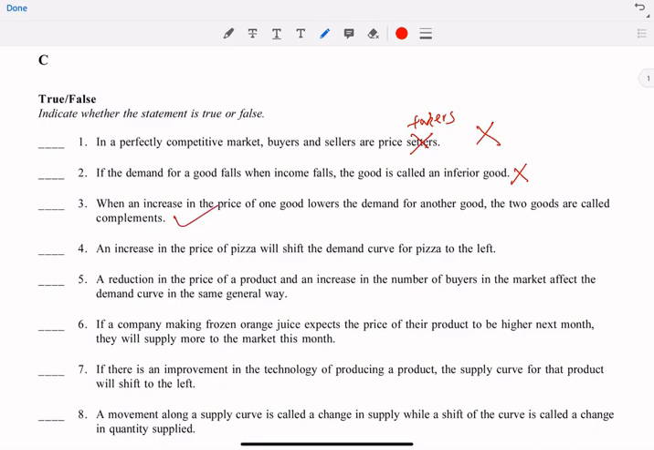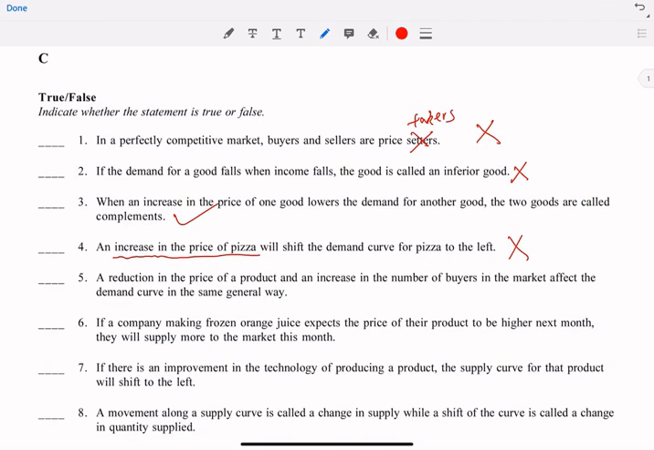Okay, let's see the fourth problem. An increase in the price of pizza will shift the demand curve for pizza to the left. This is incorrect, because we're talking about a change in the price, which means we should observe a movement along the curve, right? So there will be no shift in the demand curve. Fifth, a reduction in the price of a product and an increase in the number of buyers in the market affect the demand curve in the same general way. So let's see whether this is correct.